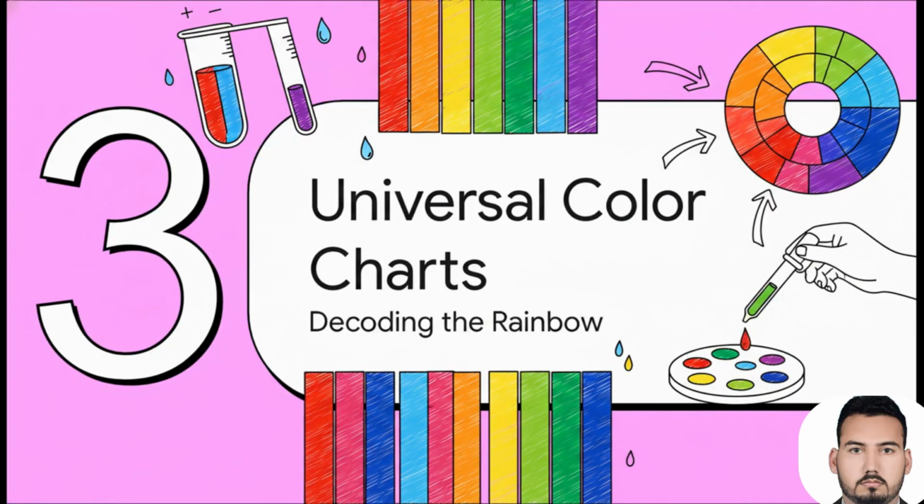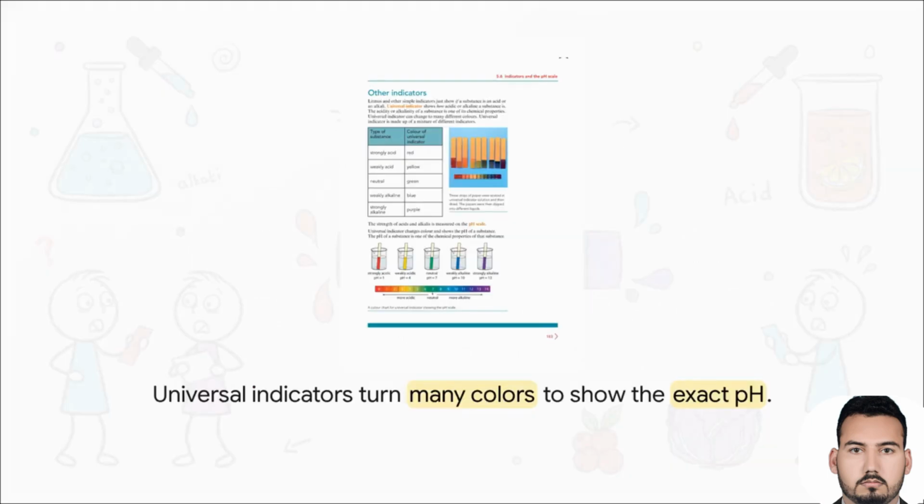Section 3. Reading universal color charts. Decoding the rainbow. Okay, while regular litmus paper is great for a quick yes or no, a universal indicator is a whole different beast. It's actually a clever mashup of several different indicators. Because of that, it doesn't just flip between 2 colors, it displays a whole spectrum, a literal rainbow, to give you an exact pH number. Pro tip for the exam, warm colors like red and yellow mean acid. Green always means neutral, and cool colors like blue and purple, those are your alkalis.